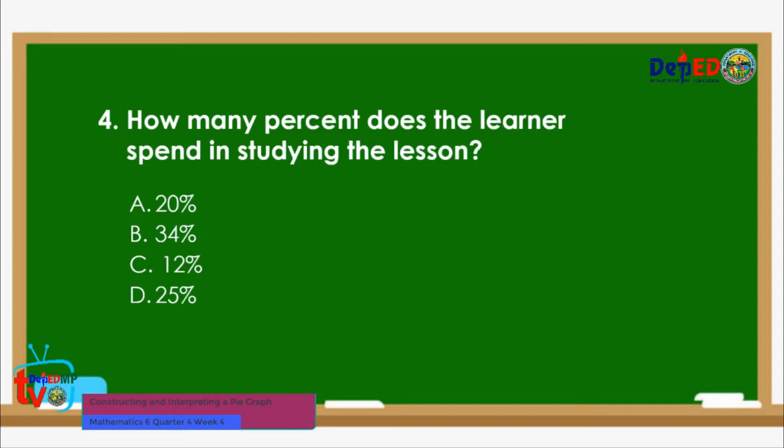Number 4 question. How many percent does the learner spend in studying the lesson? Letter A, 20%. B, 34%. C, 12%. Letter D, 25%. Number 5. How many percent does the learner spend in doing other things? Letter A, 20%. Letter B, 34%. Letter C, 6%. Letter D, 25%. You have 5 seconds to double check your answer.